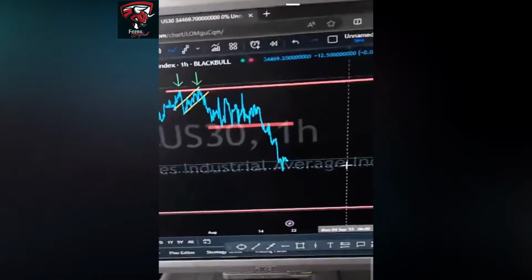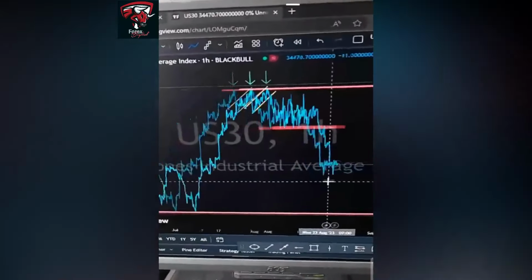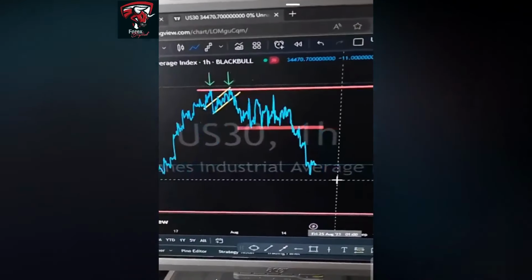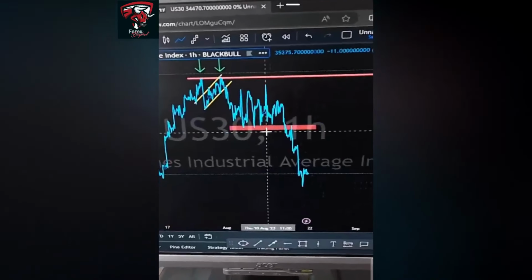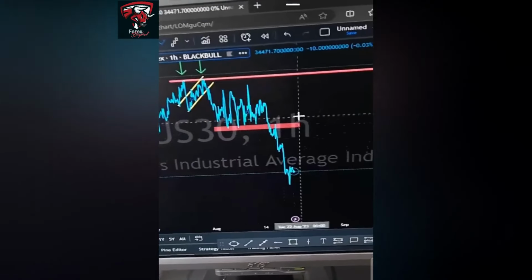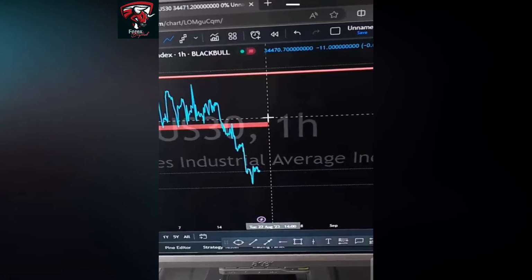Cool. Alright, cool. Let's continue, right? Now we broke the major support, right? And I always say, if the market breaks a major zone, that zone is going to become another zone. What do I mean by that? A broken support becomes a resistance.